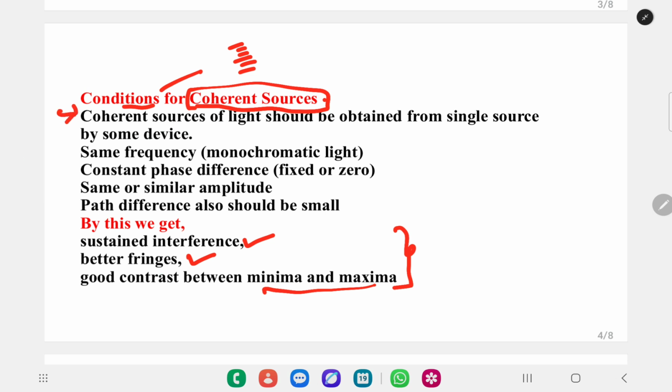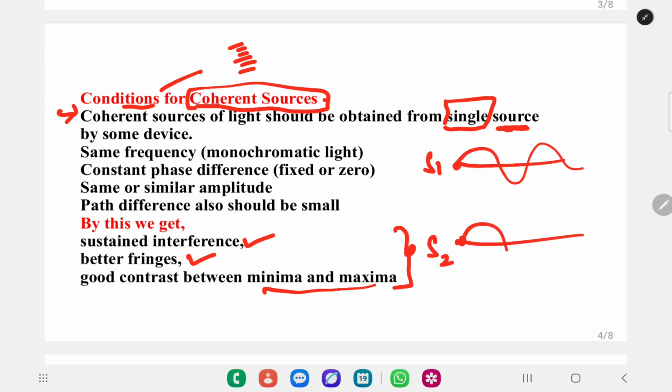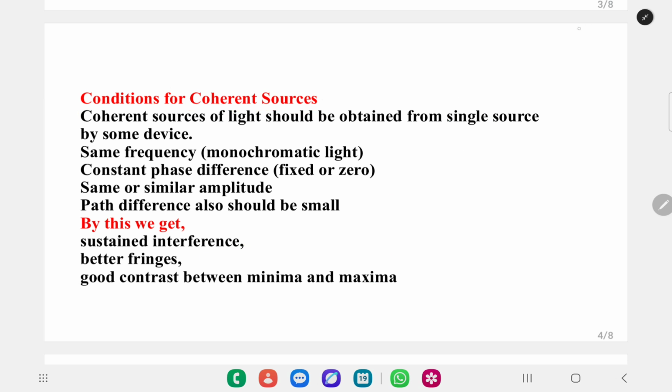The first condition says that coherent sources of light should be obtained from a single source. Suppose there are two sources S1 and S2 giving coherent waves. These two waves should be obtained from the same single source or some device. That is our first condition.